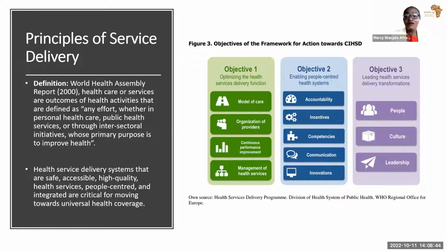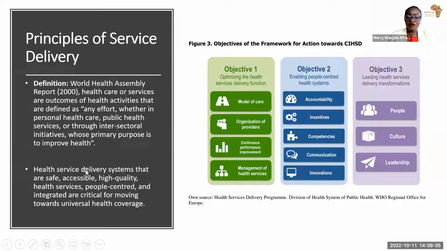And health service delivery systems have to be safe, accessible, and high quality, delivering health services which are people-centered and integrated. And this is an important component of universal health coverage. Without a proper health services delivery system, we cannot have universal health coverage.